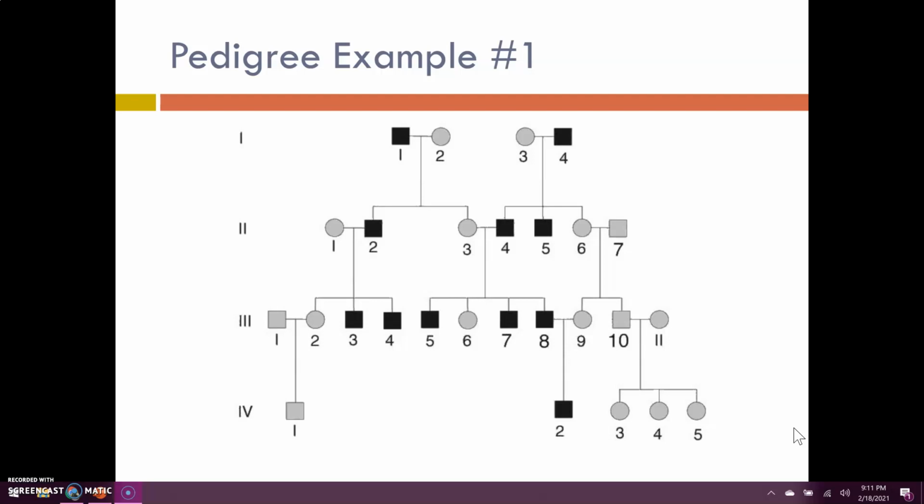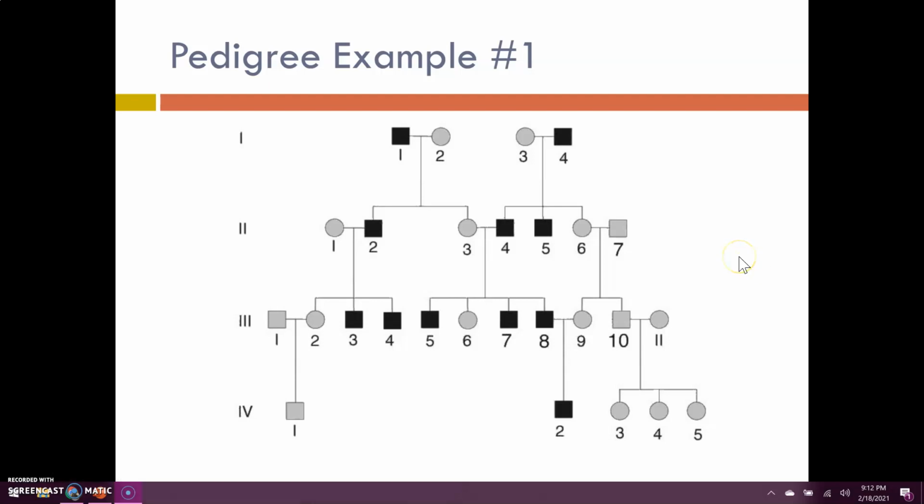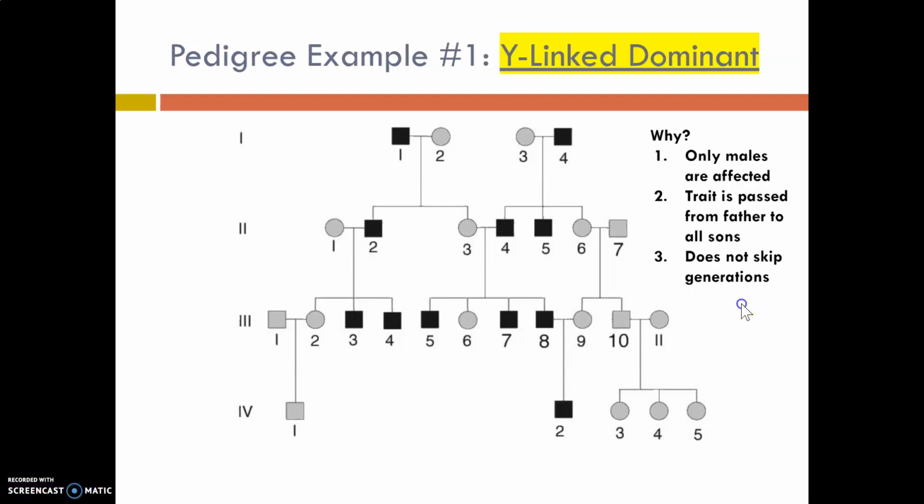So in pedigree example number 1, when I first look at this, the main thing I notice is I see a lot of squares colored in here. Almost all of the squares on this pedigree are colored in. So initially, I'm thinking Y-linked dominant because males are the only ones affected. So this example is, in fact, Y-linked dominant.